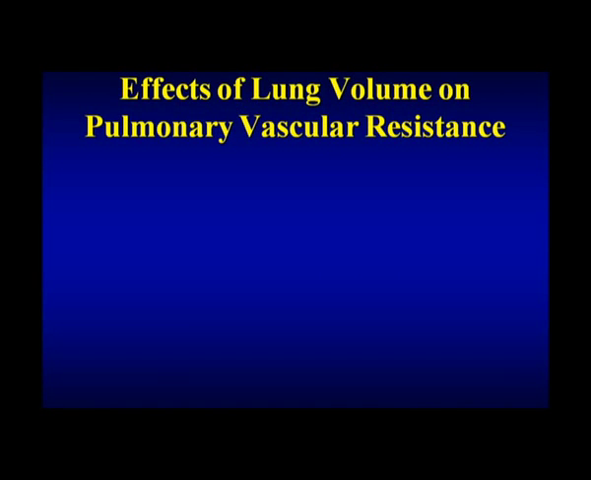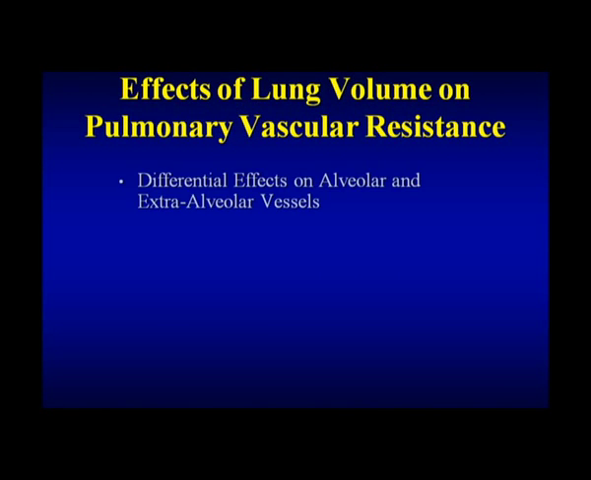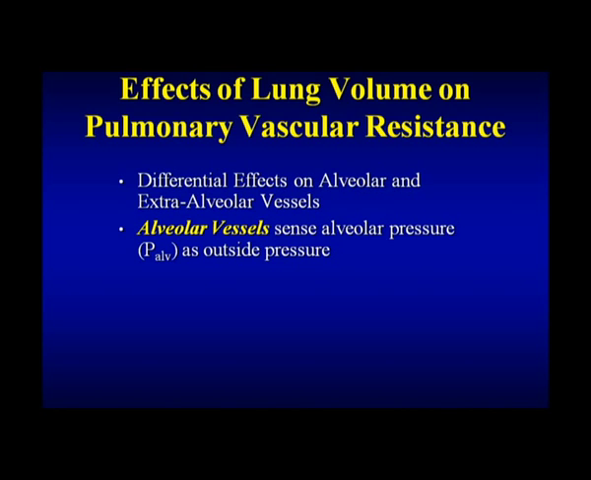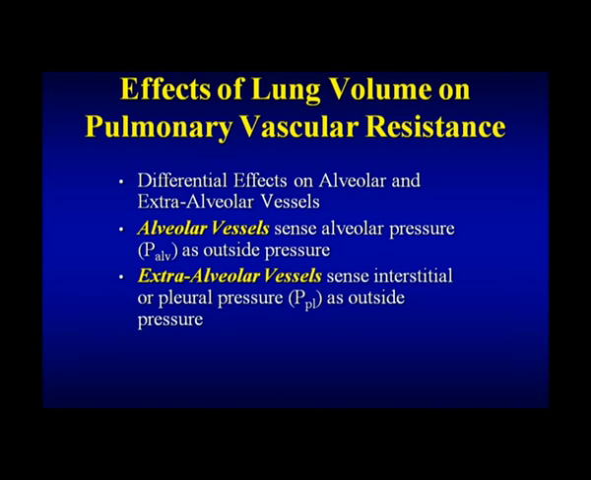So let's look first at the lung volume relative to where it is. The pulmonary vasculature can be thought of as being two types of vessels, the alveolar vessels and the extraalveolar vessels. The alveolar vessels sense those little capillaries. Their outside pressure is alveolar pressure, and all the other vessels in the lungs sense interstitial or pleural pressure as their outside pressure.